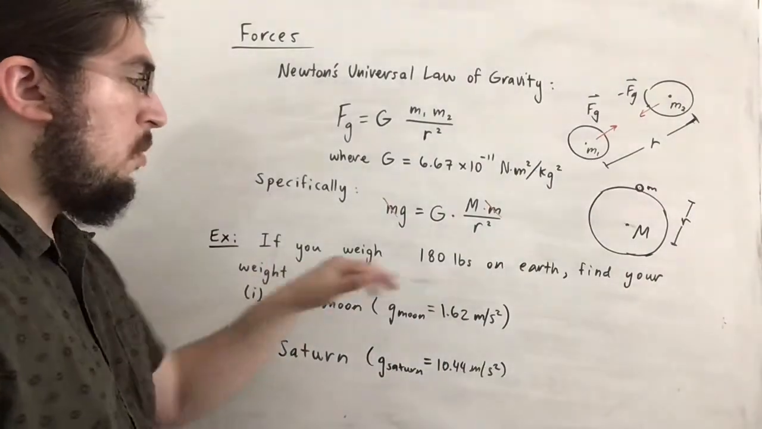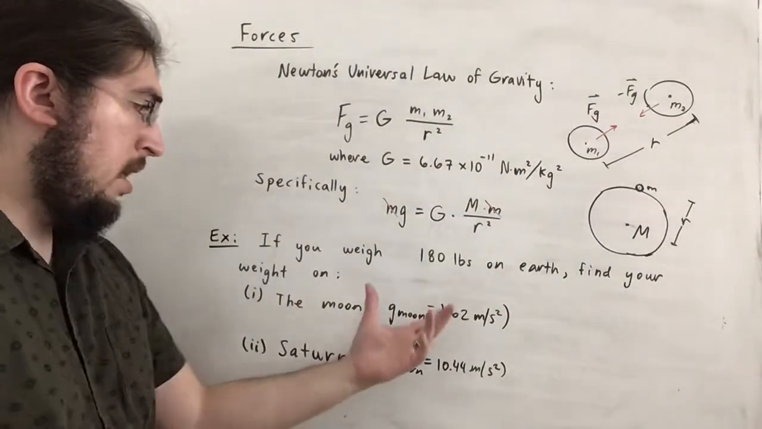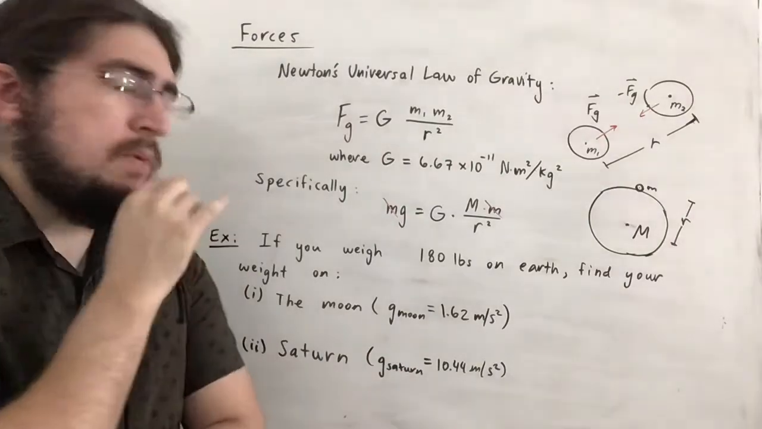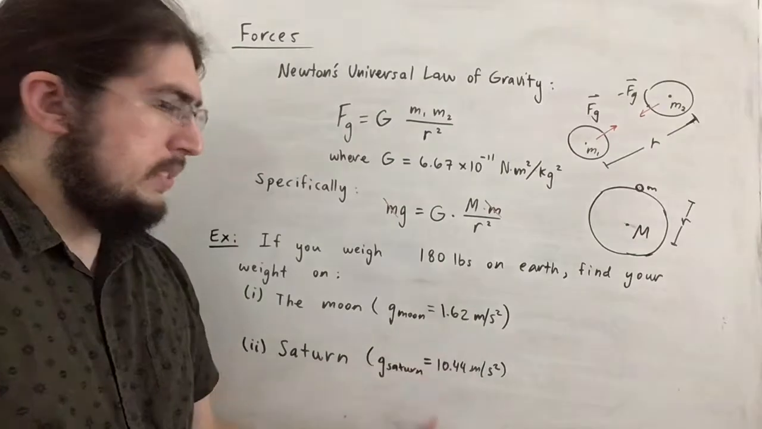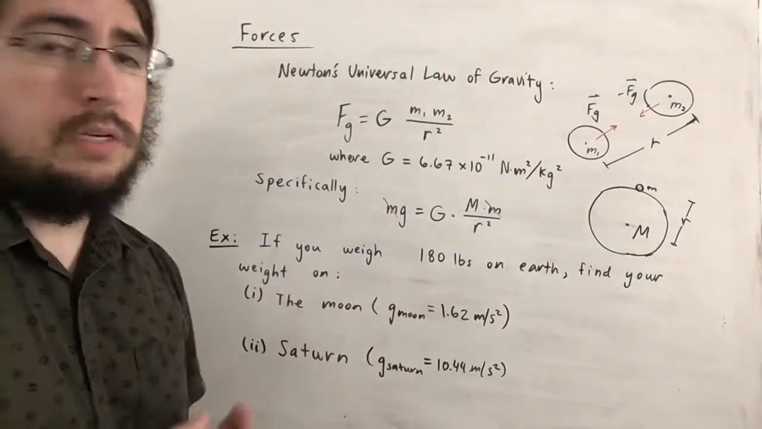So for this example, if we weigh 180 pounds on Earth, we want to find our weight in pounds, I should say, on these other planets. Now, the thing we should probably do first, since these are in meters per second squared, which kind of comes to mind, is convert this to newtons.